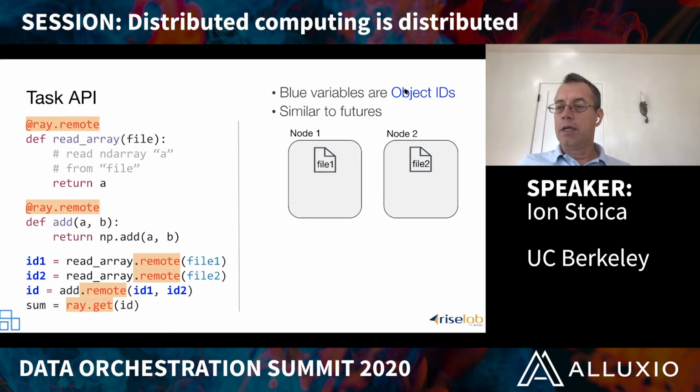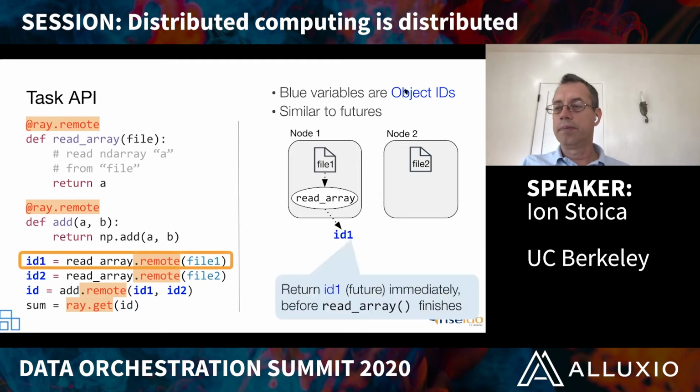The first function call submits the task to read file 1. Since file 1 is on node 1, we assume the task is scheduled to node 1. Recall that the execution is asynchronous and it returns immediately the future, or the reference to the task result, not the result itself.